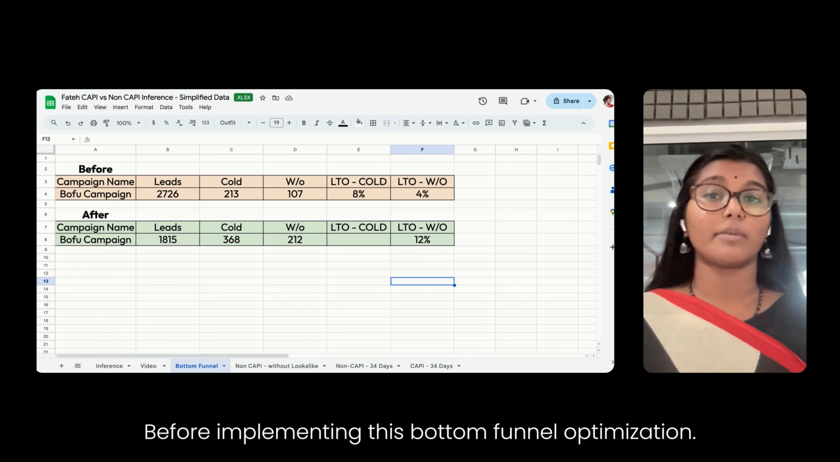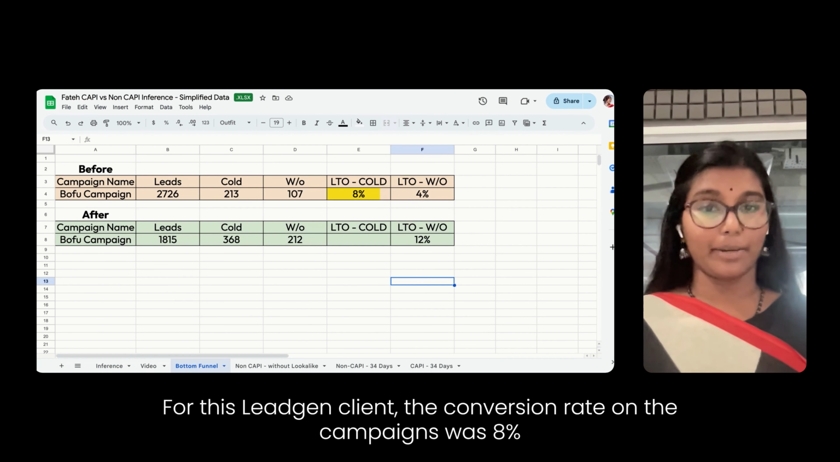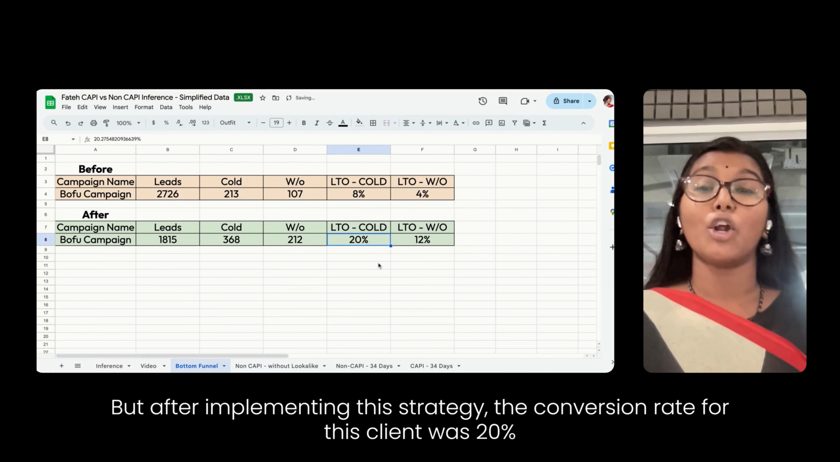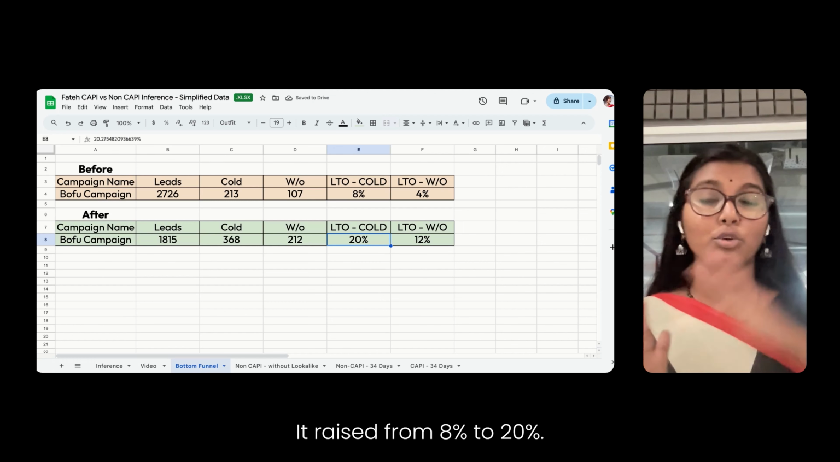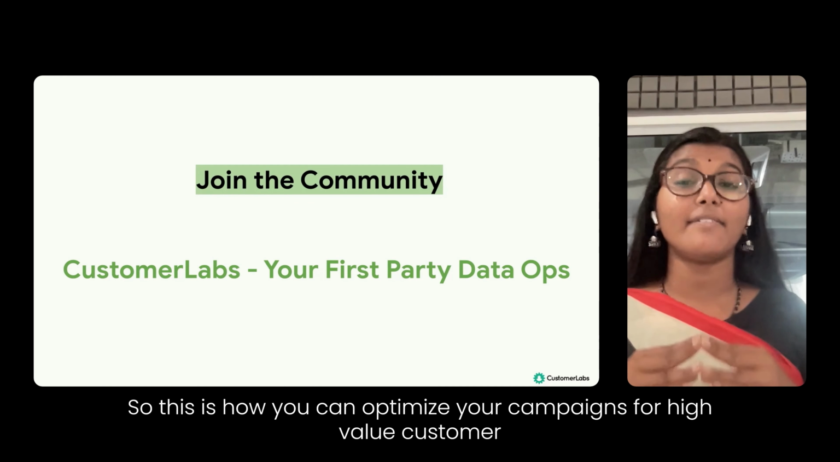Before implementing this bottom funnel optimization for this lead gen client, the conversion rate on the campaigns was 8%. But after implementing this strategy, the conversion rate for this client was 20%. It raised from 8 to 20%. So this is how you can optimize your campaigns for high value customers.